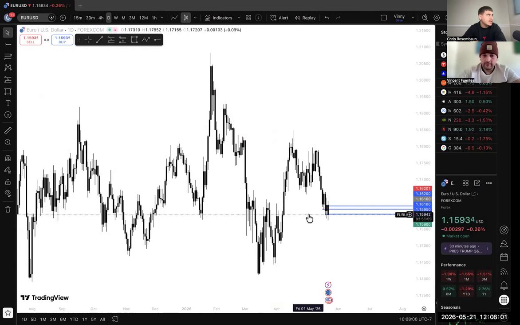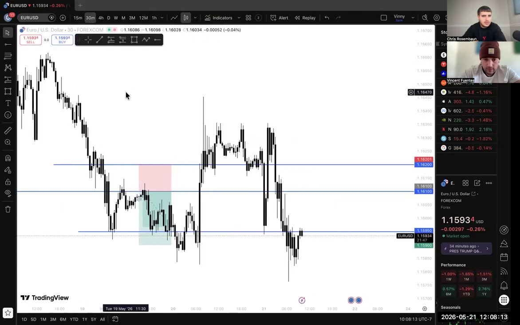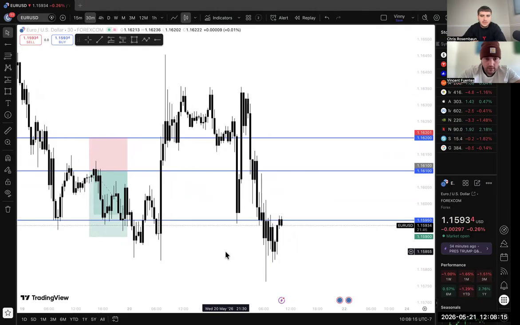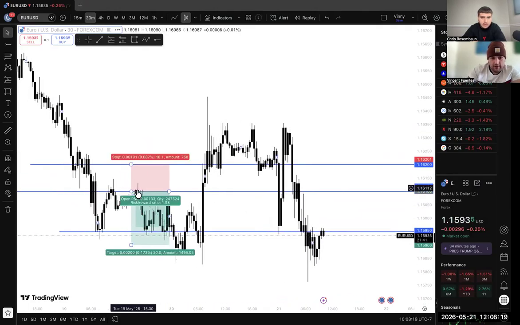And the daily is sales. 4 hours is definitely sales also. The 1 hour definitely sells also. The 30 minutes sells. So yes, for the Euro to USD, we would be looking at sales only. So I would have taken this trade.